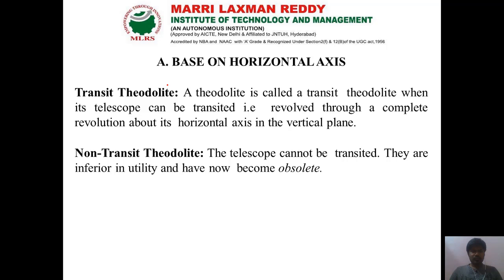Next, non-transit theodolite. The telescope cannot be rotated. Like our dumpy level, the telescope should be kept in a single place. It won't move anywhere, and we cannot rotate it anywhere. That type of theodolite is called a non-transit theodolite.